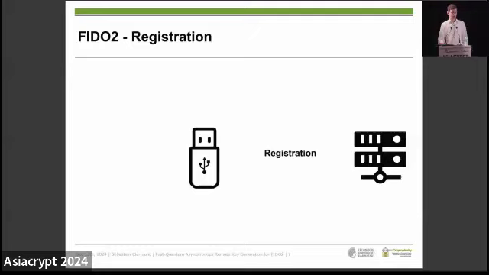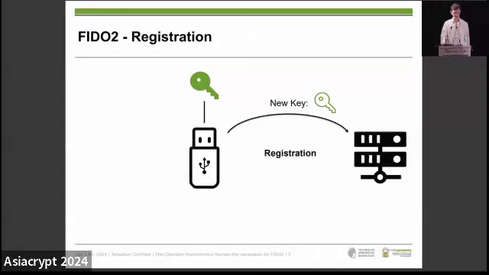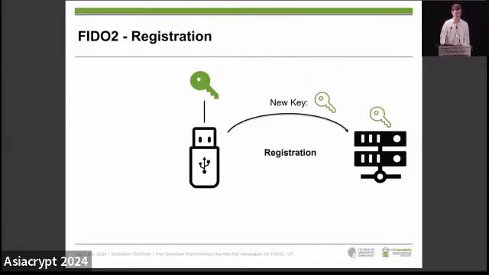I will now briefly explain how FIDO2 works. So there is the authenticator and there is the relying party. And now the authenticator wants to register with the relying party. So it first generates a new and independent secret, and sends the corresponding public key to the relying party. The relying party stores the public key and associates it with the user account and confirms the registration.